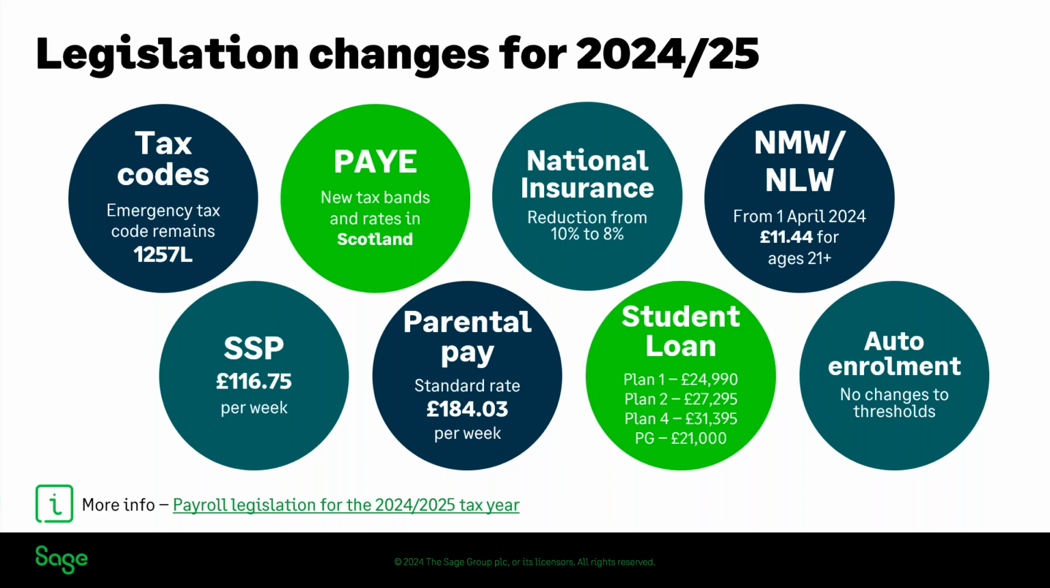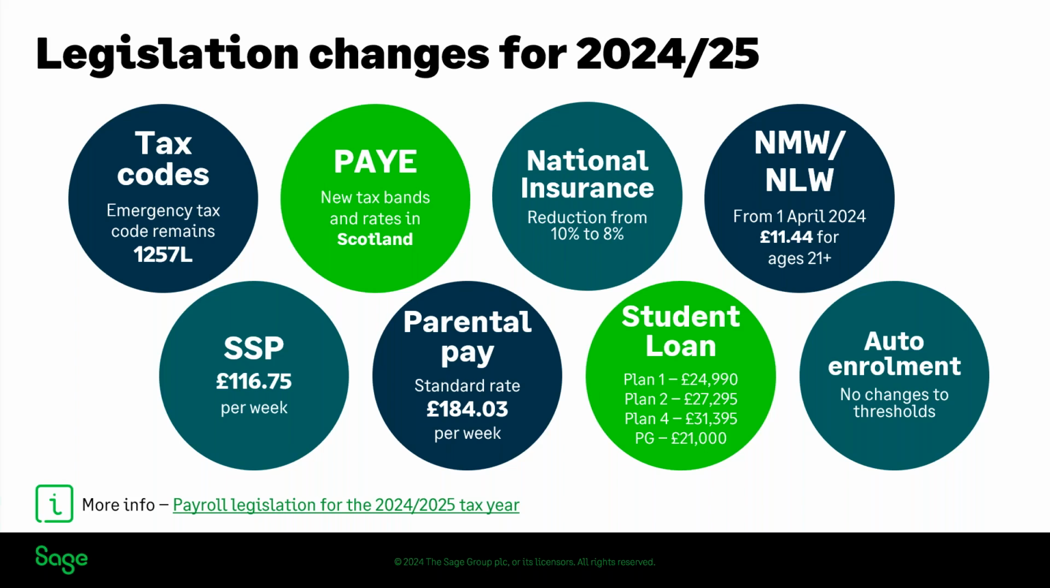We are about to look at national insurance reduction from 10 to 8% in the next section, and statutory sick pay is increasing to £116.75 per week. Parental pay is increasing to £184.03 per week, and the student loan plans 1, 2 and 4, as well as the postgraduate loans, are changing to the amounts shown on screen. There are no changes to the auto-enrolment thresholds.